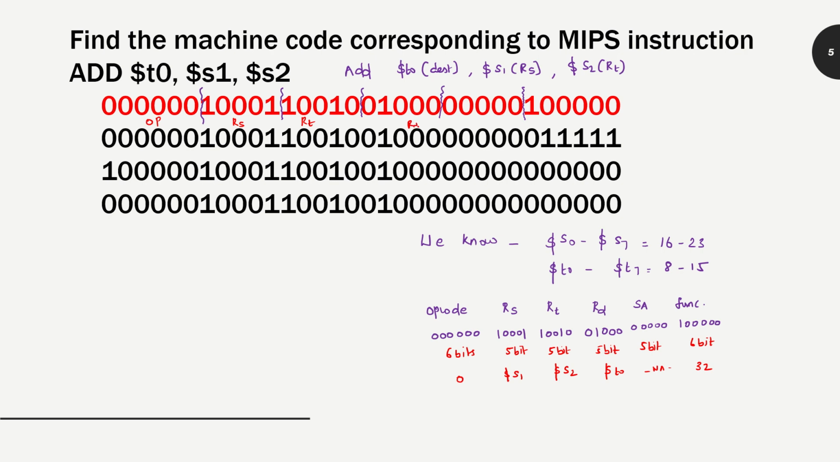Fourth is RD. All the registers are 5 bits. So 5, 5, 5 I have. You can see that I have segregated it. And this is shift amount. I don't have anything, so this is R type. And this is finally the function code and this is 32. And now we need to find out the corresponding code for the instruction add. So this is all 0. So this is one of the probable options.